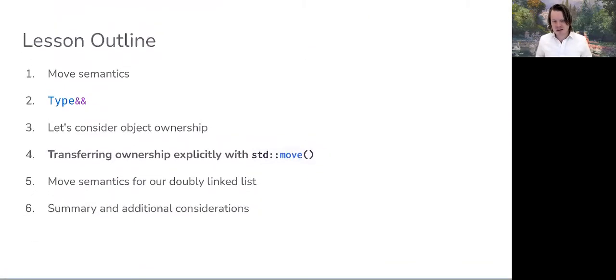So hopefully the object ownership discussion helped a little bit here. This is where we're going with this, this transfer of resource from one object of some type to another object of the same type. So now we'll talk about how we can implicitly invoke this move operation using the standard library's move function. And then we'll actually begin to define some move semantics for the doubly linked list that you worked on in your doubly linked list MP, as well as the DNA splicing MP. And then after that, we'll conclude with a summary and some additional considerations.